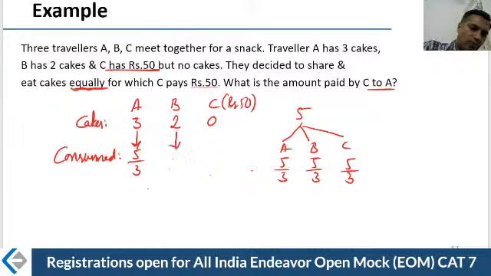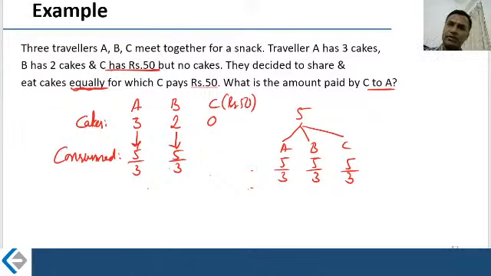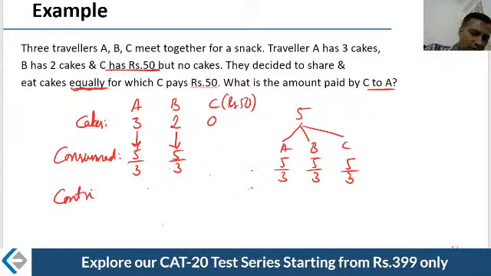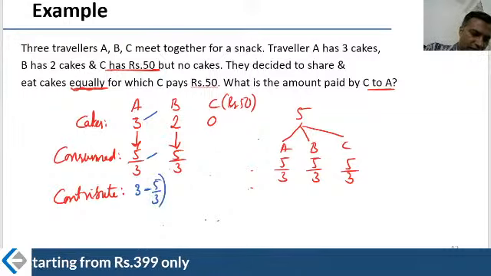How about B? B consumed 5 by 3 of what he brought. He brought 2 cakes, but he consumed 5 by 3 cakes. So what did they contribute to C? A brought 3 and consumed 5 by 3, therefore what he contributed is 3 minus 5 by 3. That is what he contributed.